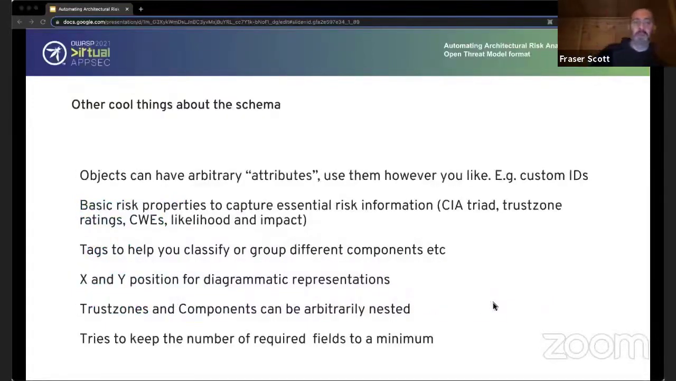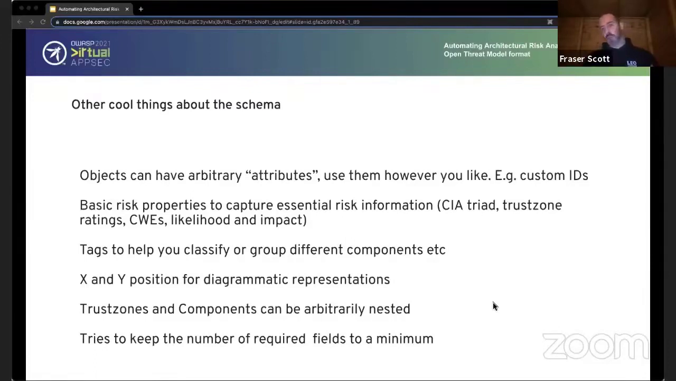A couple of other cool things about the schema at a high level. All of the objects can have these arbitrary attributes, which you can use for whatever you want. So you could have custom IDs or URLs for documentation or anything like that, or maybe some specific measurable quantitative attributes that make sense for your implementation. The specification does, however, provide some basic risk-related properties like the CIA triad, confidentiality, integrity, and availability, some trust zone ratings and things like CWEs and likelihood and impact.